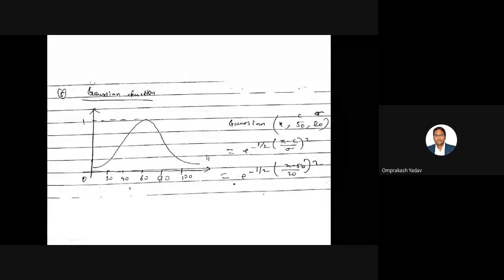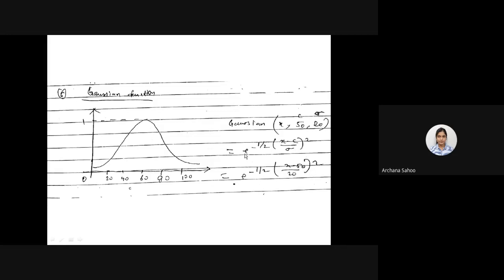So for this Gaussian function, you can just remember this, and many of the times you might have come across this kind of equation, like it's e raised to minus 1 by 2 x minus c upon sigma the whole square. The equation is like this. One example is given: Gaussian of that variable x comma 50 and then 20. So there is a c value, that is 50, and then sigma, sorry, that is 20.